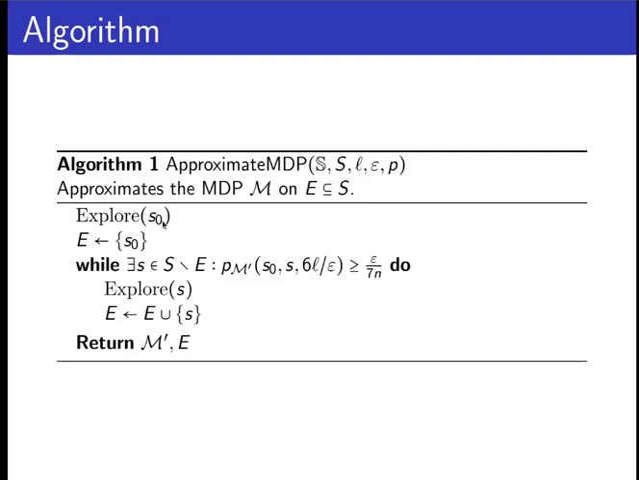So first, we will explore S0. And what is explore? It's approximating all transition probabilities within some good additive factor. And then we will put S0 into the set of explored states. Then we will look outside of the set of explored states if there is some state S, such that if we go from S0 for 6L divided by epsilon steps, with probability at least epsilon divided by some n, we will reach S. If there exists such a state, we will explore it, and then we will put it into the set of explored states. And then if there are no such states anymore, we will return the approximated Markov chain or MDP, and we will find the optimal policy there.